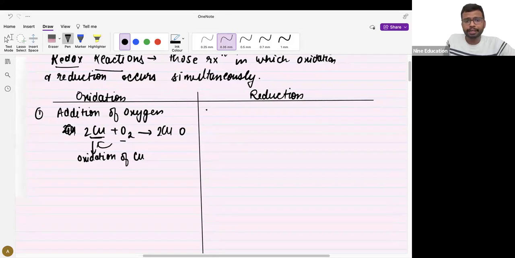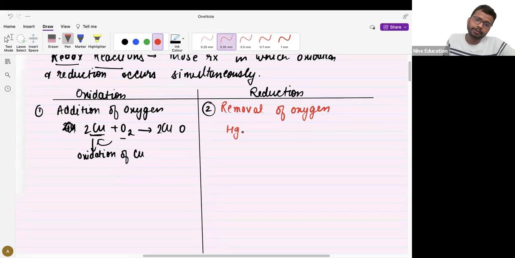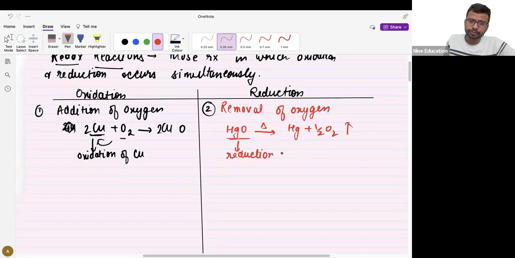But in reduction, here, removal of oxygen, beta. Removal of oxygen is known as reduction. Let's see, we have HgO. If I heat this HgO, I will get Hg plus half O2. From HgO, oxygen is removed. So here we will call it reduction of HgO. Reduction of Hg is happening.